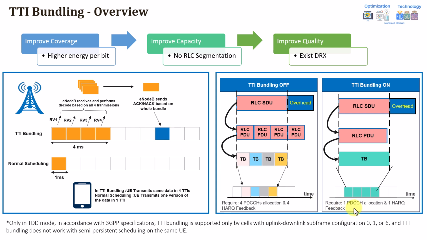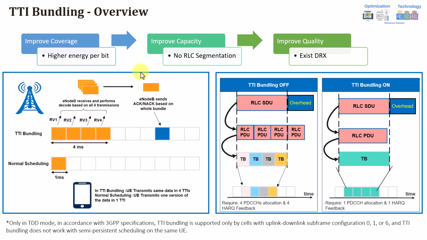So in this case, you will have better performance in terms of capacity, because you will not have any RLC segmentation anymore. Also, whenever the user enters the TTI bundling state, he will exit DRX directly, so he will not be in DRX anymore. This can also be reflected in latency or in quality. So these are the three main gains of TTI bundling.